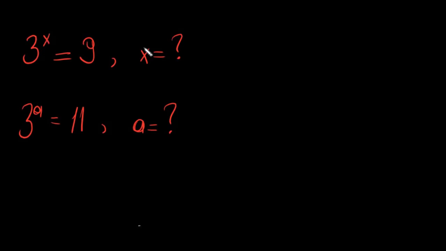Okay, so I know you found that x equals 2 in the first question because 3 to the power of 2 is equal to 9. 3 to the power of 2, we multiply 3 by itself twice. 3 times 3, which is 9. So x is equal to 2. But I don't think you can find a with the information that you learned so far. When you learn logarithms, you're going to be able to find a.